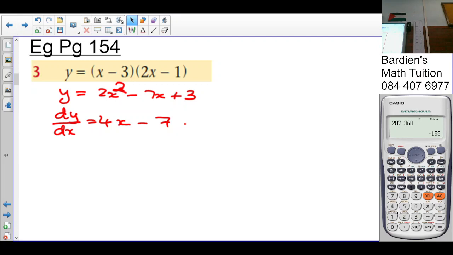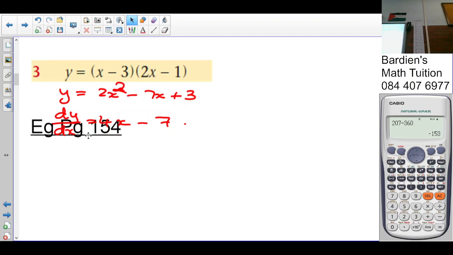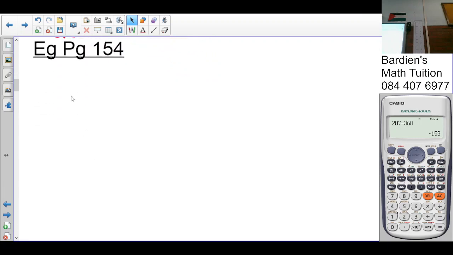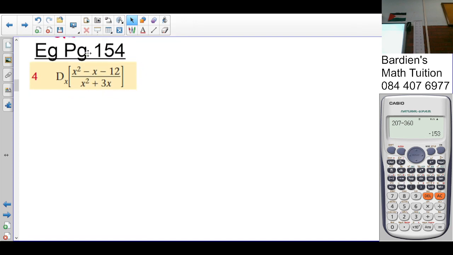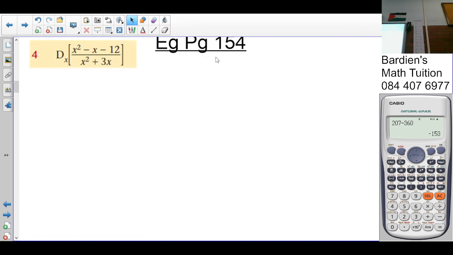Right. Next one. Can I apply the derivative as it stands there? No. I need to simplify. Okay? In the numerator, I'm going to take the trinomial, difference of two squares, and trinomial factorization. And the denominator, what can we do there? Common factor of x. So do that quickly.